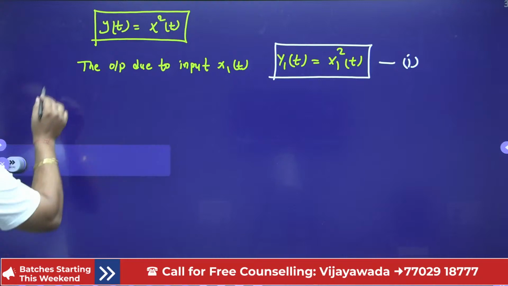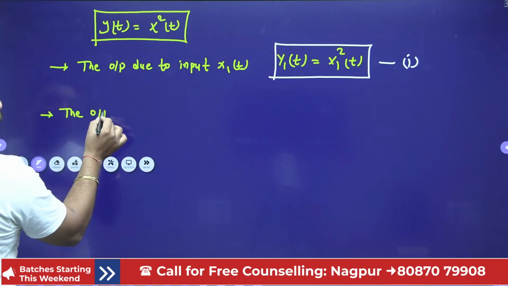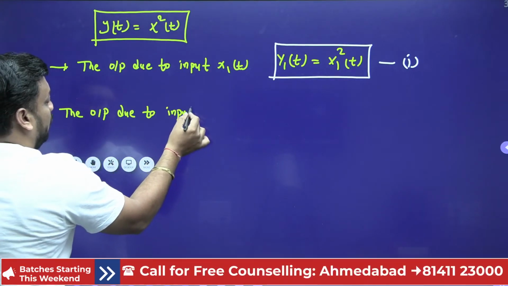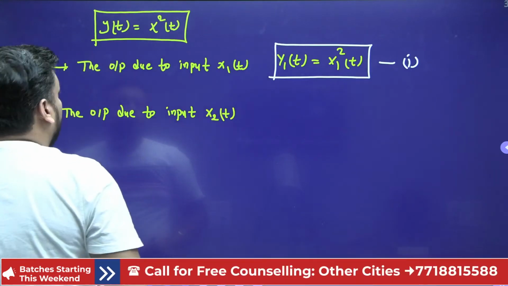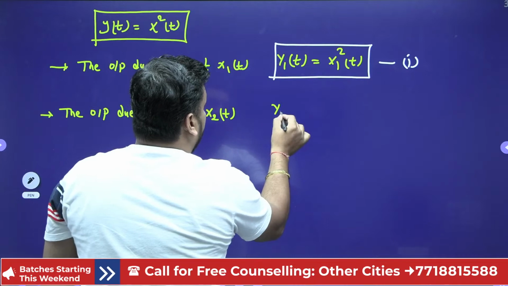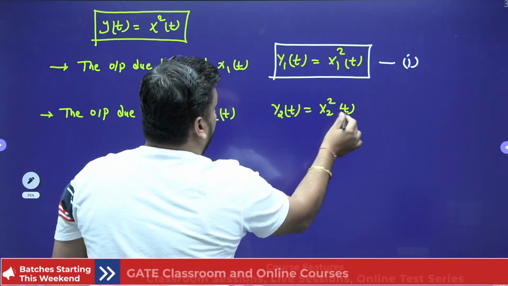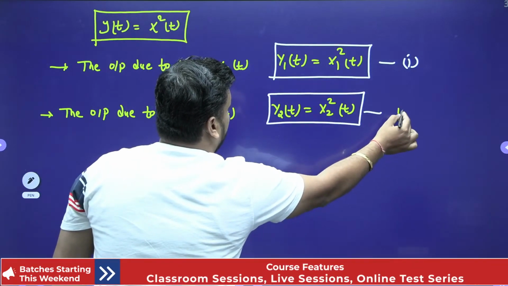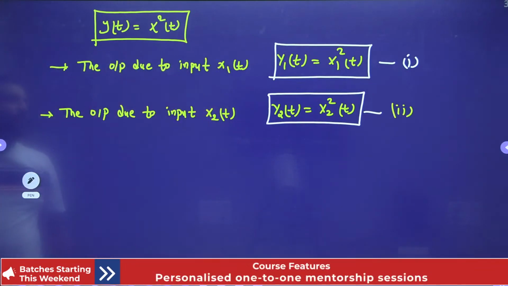Step number 2 is the output due to input x2(t). It means we can write y2(t) is equal to x2 whole square (t). Now it is also equation number 1. I hope it is also clear to you. Yes, sir, clear.